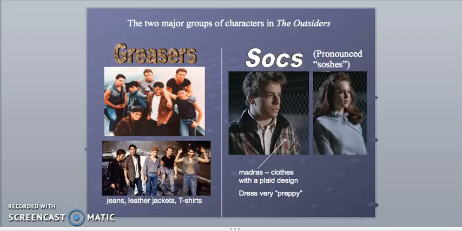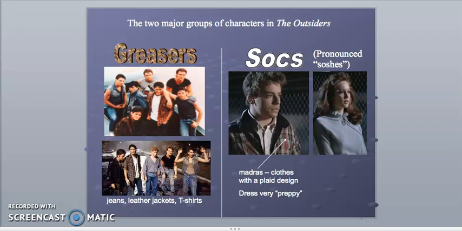Okay, so that's it for slang. We're going to move on to the 2 major groups of characters in The Outsiders. So we have the greasers and the socs. I know this is spelled like socks, but it's pronounced soshes. It's short for the word socials. So the greasers, they wear jeans, leather jackets, and t-shirts. They have a bad reputation in town. The police and the teachers and all the adults in town don't really like them very much. They think very poorly of them. Most of them come from low income, not as wealthy families, and they're not really respected in society.